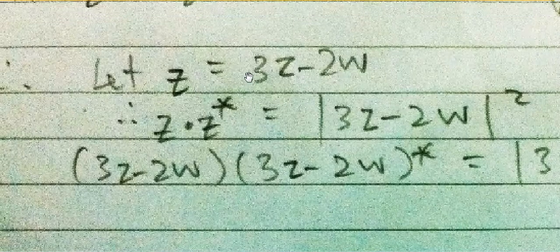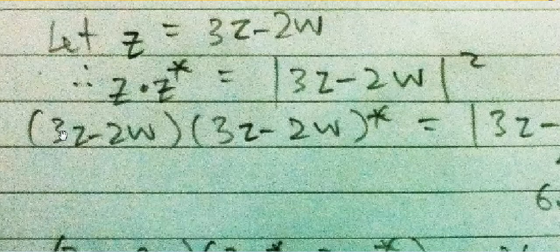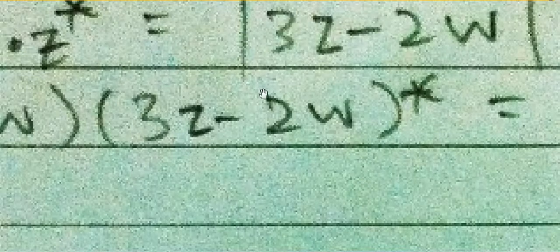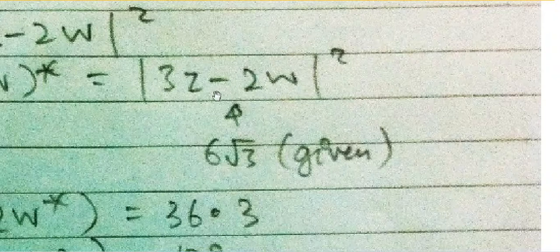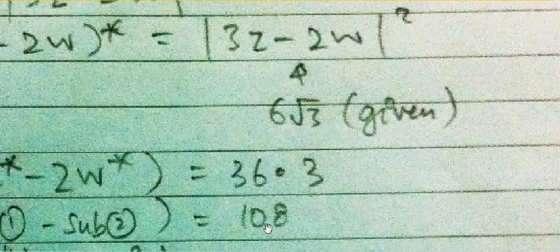Since the modulus of 3z minus 2w squared is z times z conjugate, using substitution, this becomes 3z minus 2w times the conjugate of 3z minus 2w. It is wrong to think that the conjugate of 3z minus 2w is simply 3z plus 2w. This is incorrect. On the right hand side, we know that the modulus of 3z minus 2w is root 6 times root 3, which is given. Therefore, if you were to square the whole thing, you're going to get 108.